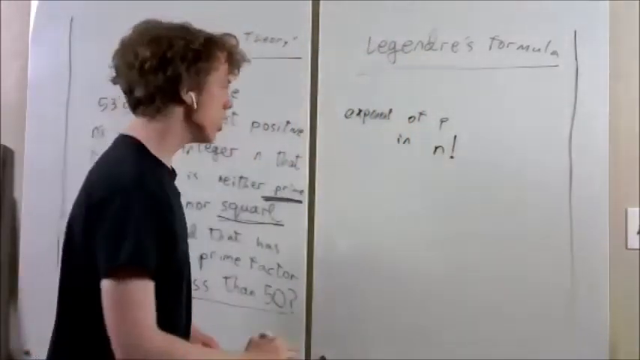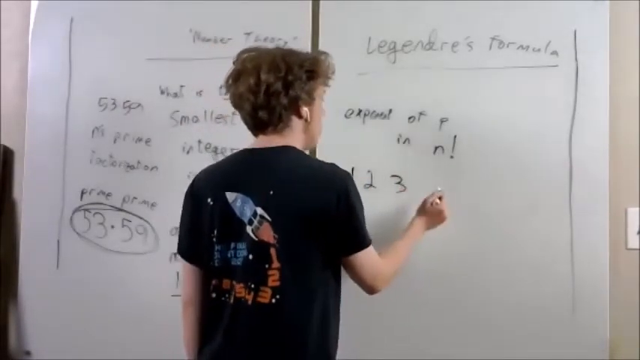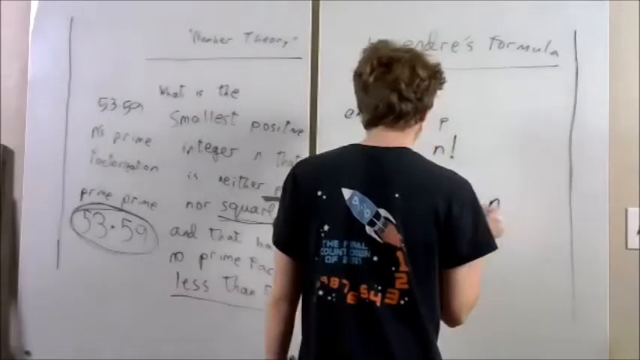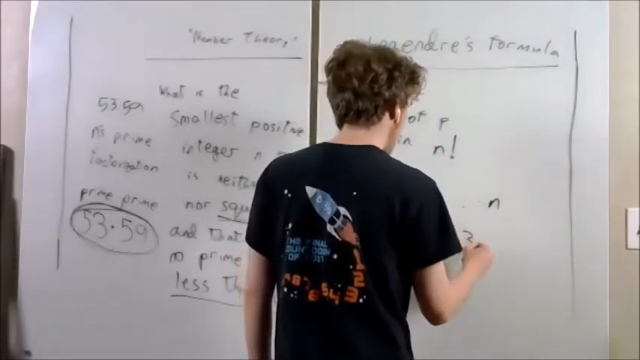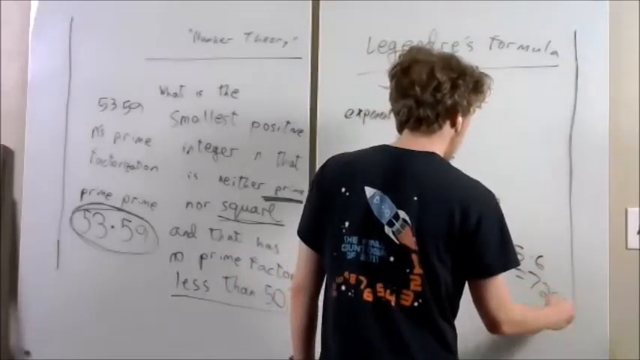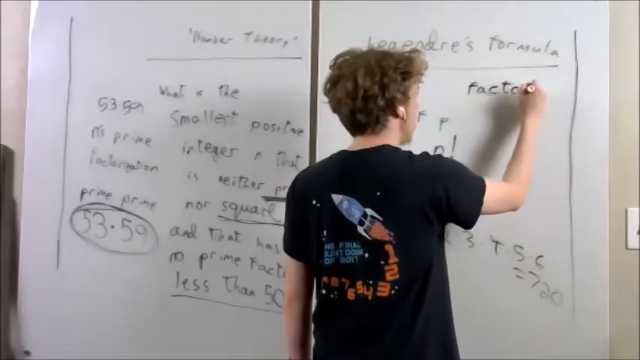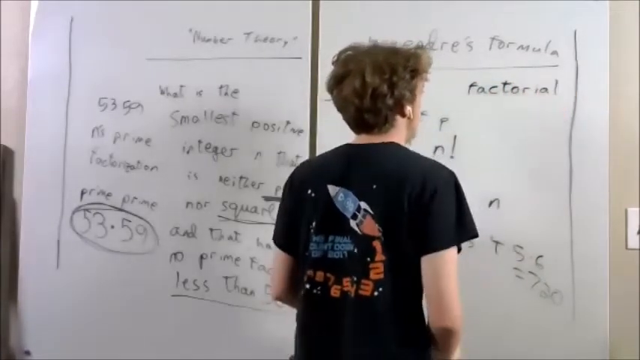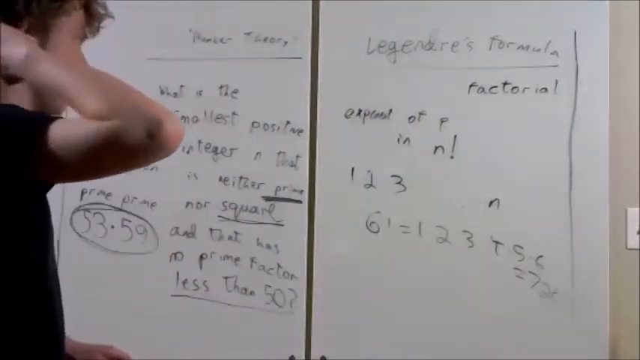What is this n factorial? Well, it's just 1 times 2 times 3 times all the way up to n. So for example, 6 factorial is 1 times 2 times 3 times 4 times 5 times 6, which is 720. And just to write out this word, this is factorial. F-A-C-T-O-R-I-A-L.